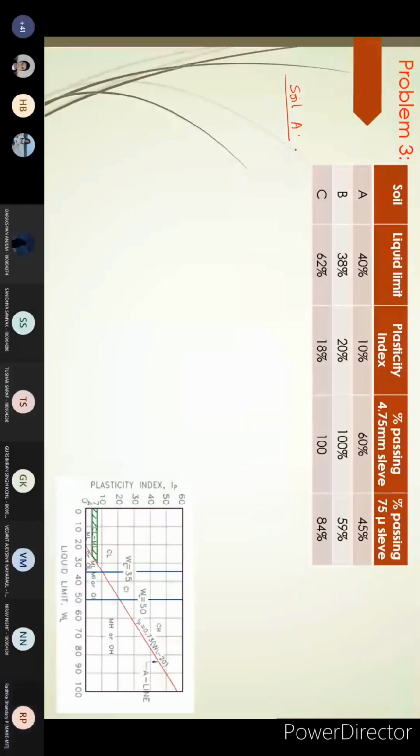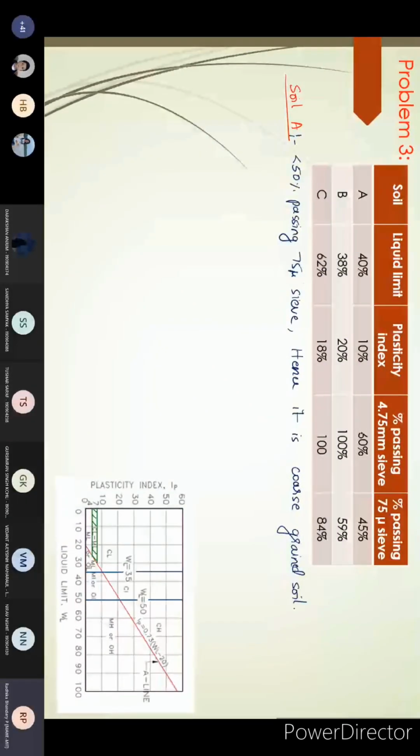Hello. So soil A we will do now. In this, what is the classification of soil A? That is less than 50% passing 75 microns sieve. So hence it is coarse grained soil.